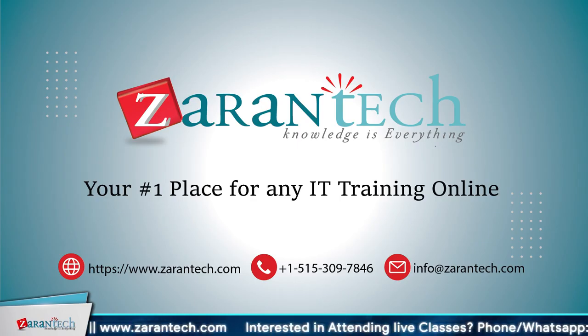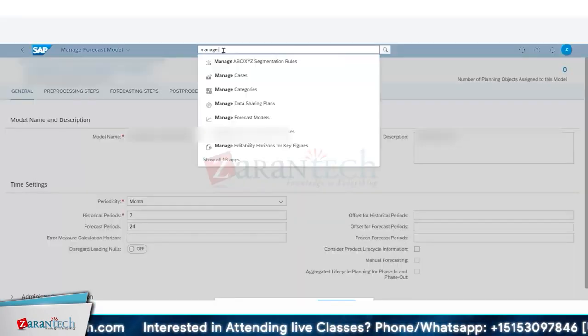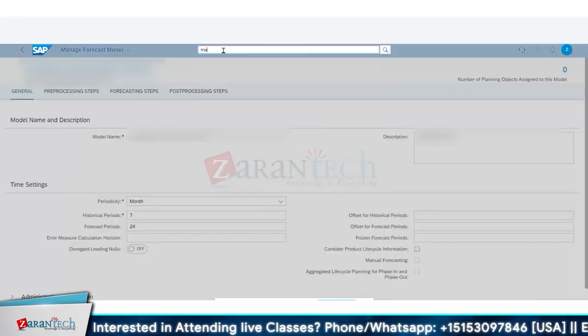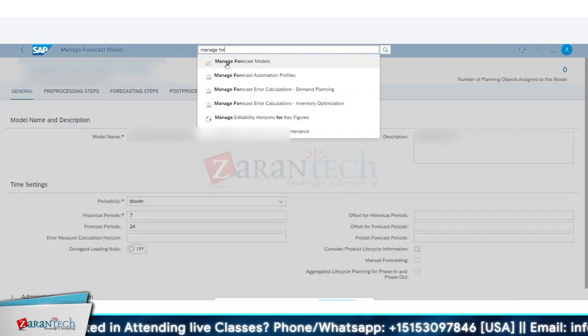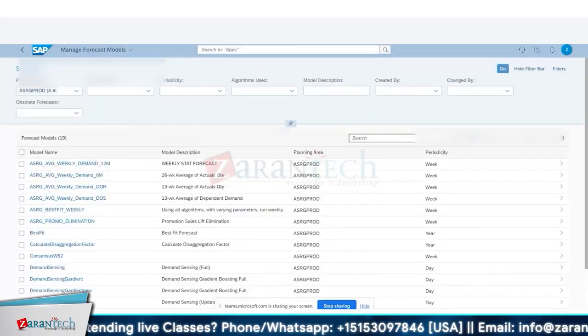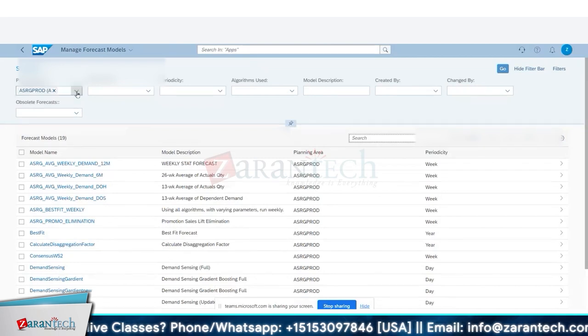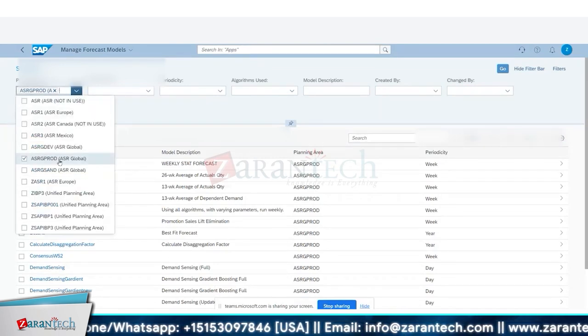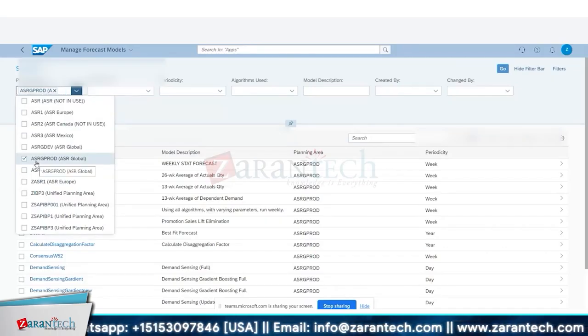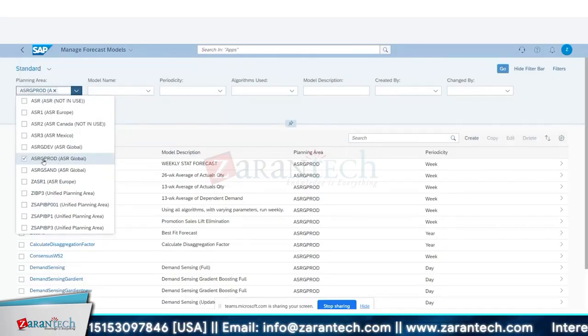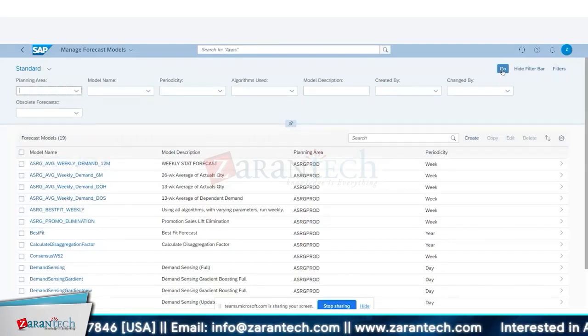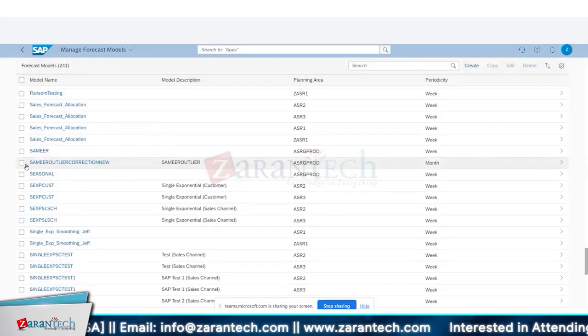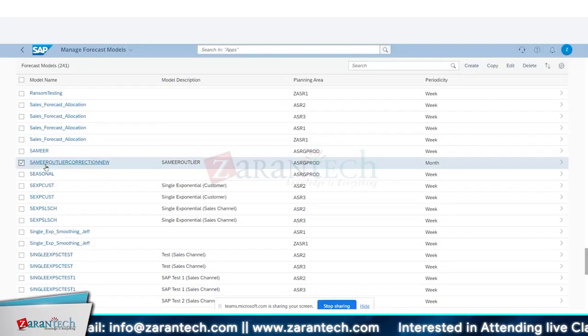Okay, perfect. Now go to your web interface and type in the search box, manage forecast model. Click on manage forecast model, and you will come to this particular screen. First you have to select the planning area, and our planning area, as we know for the test, is ASRG prod. Select ASRG prod and hit the button go. Then you can scroll down and you will find this model called outlier correction new.